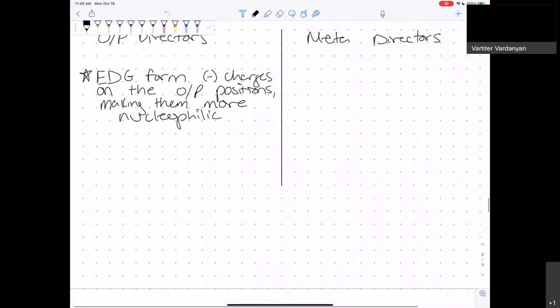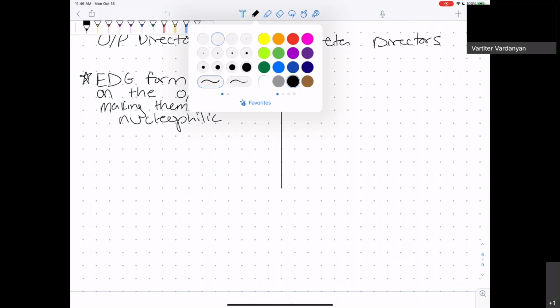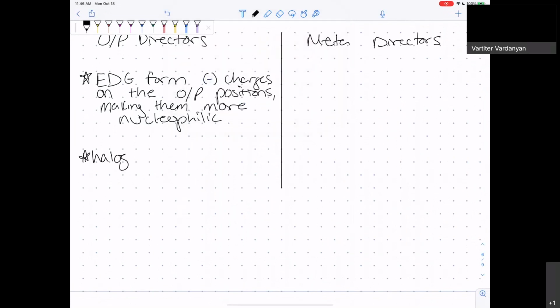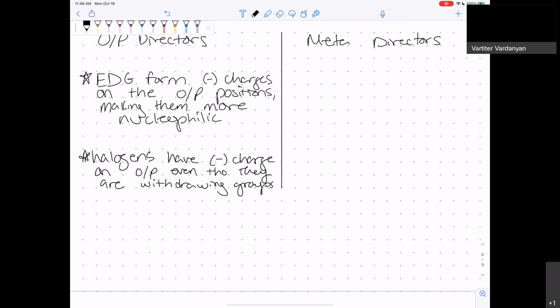And we're basically going to fill in that halogens are also going to form a negative charge on ortho/para, even though they are withdrawing. So halogens are going to have a negative charge on ortho/para, even though they are withdrawing groups.